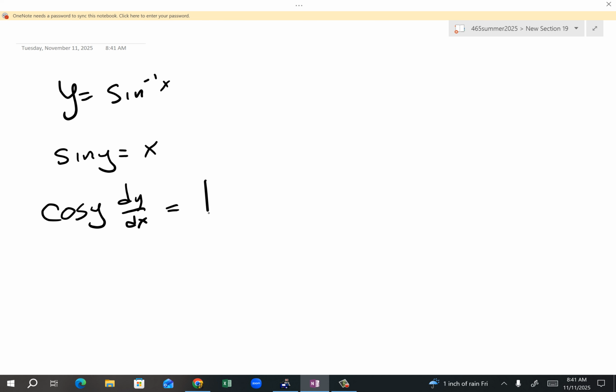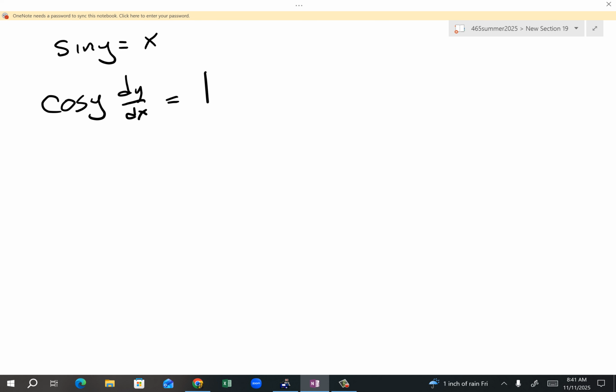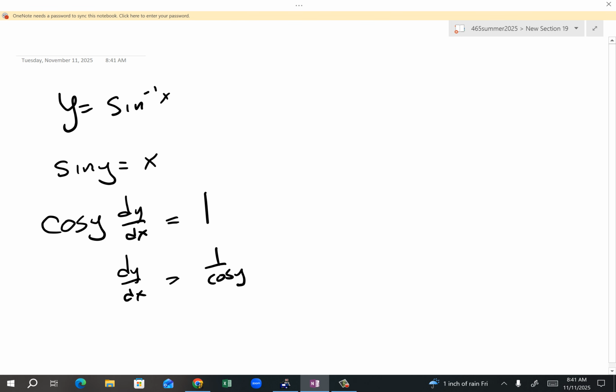So y equals arc sine of x. Well, what you need to do is implicit differentiation. So the derivative of the sine of y is the cosine of y dy/dx, which is equal to 1, because you take the derivative of x, you get 1. And then dy/dx is 1 over the cosine of y. And then, well, what is the cosine of y?